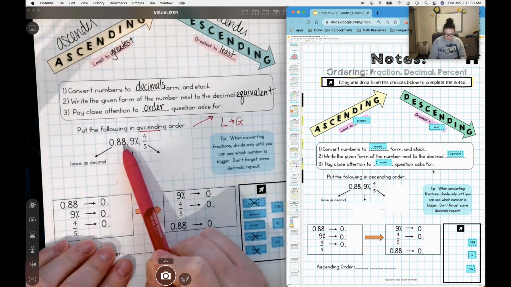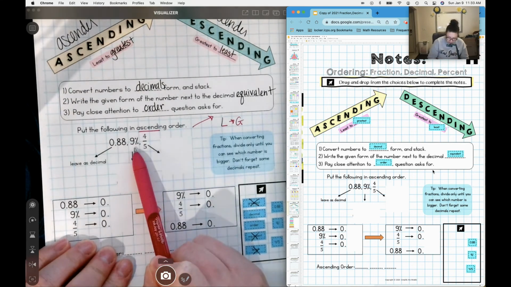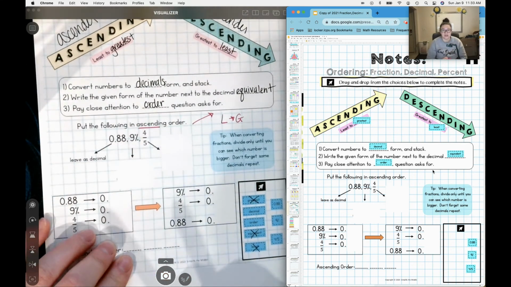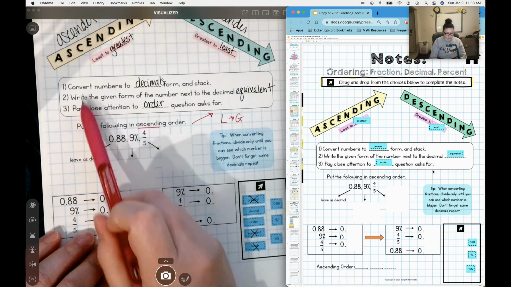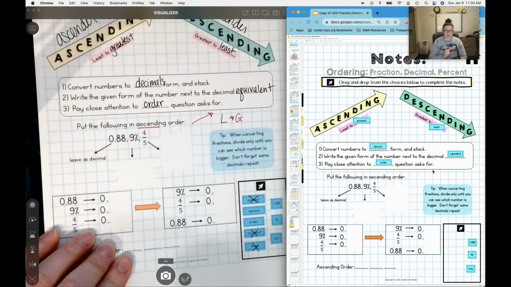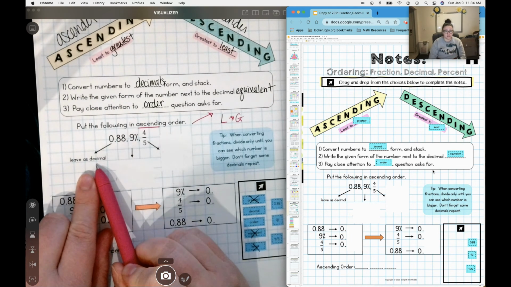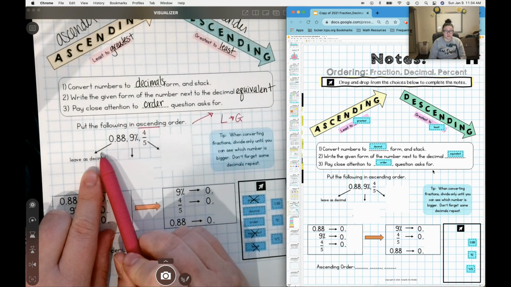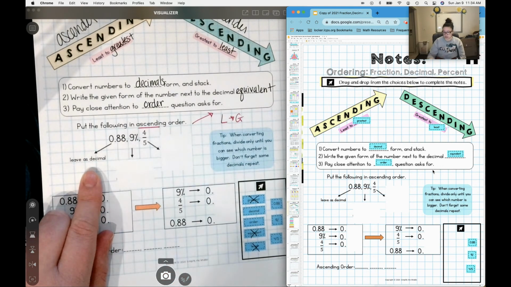So the numbers they give us are 88 hundredths, 9%, and 4/5. Let's go through our steps. First, we need to turn everything into a decimal. We've already got that for 0.88. 88 hundredths, good to go.